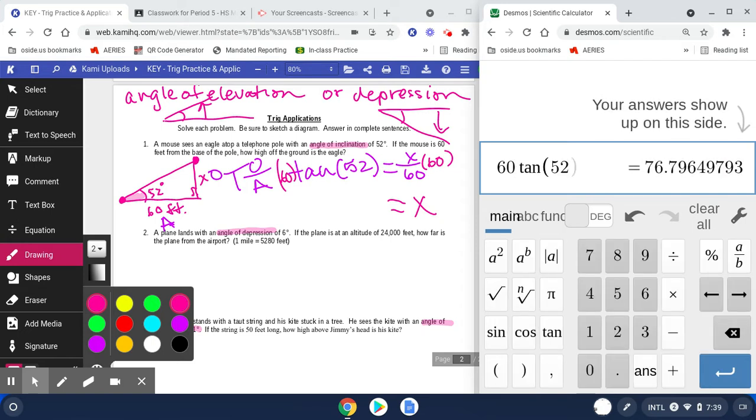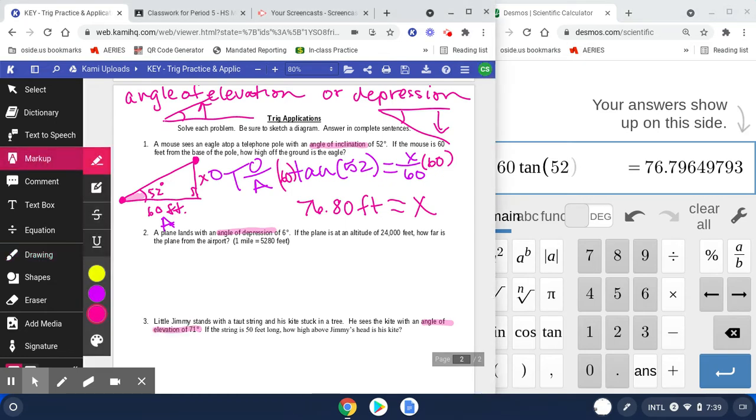And we get 76.80 feet. So what we just found was how high up the eagle is. We found that this missing side is 76.80 feet.